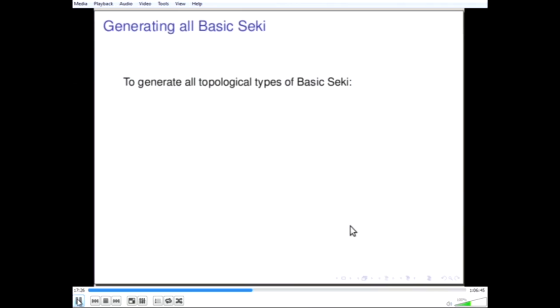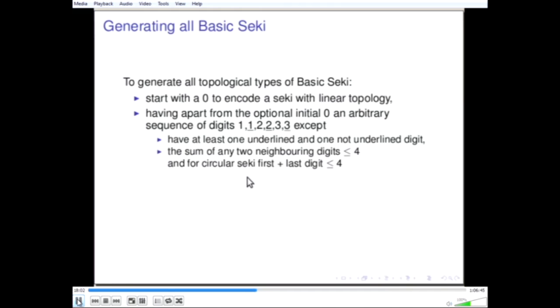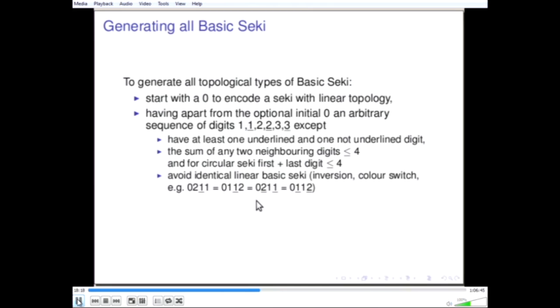So a way to generate all basic Seki would be to start with a zero if we want to encode a Seki with linear topology, otherwise not starting with a zero, and having a sequence of 1, 1 underscore 2, 2 underscore 3, 3 underscore. We only have to check that we have at least one white and one black chain, so at least one underscore number and one without underscore, and that because on a Go board each liberty can have only four neighbors at most, the sum of two successive numbers can not be bigger than four, or if you have a circular Seki, the first plus the last must also not be bigger than 4.